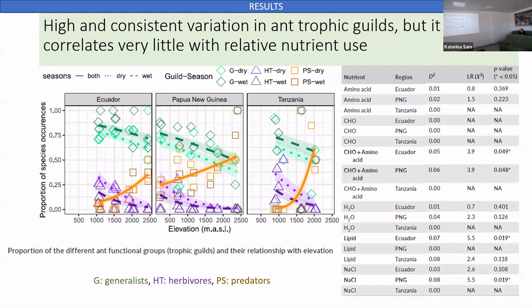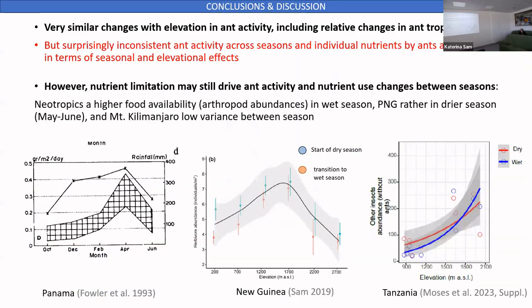Maybe a bit of a general question, but I was wondering about this difference in arthropod abundance between Ecuador and Papua New Guinea, like the trend. How do you explain that in PNG you get more abundance? Do you have some explanation for that?